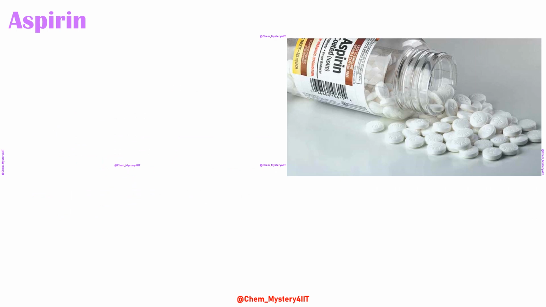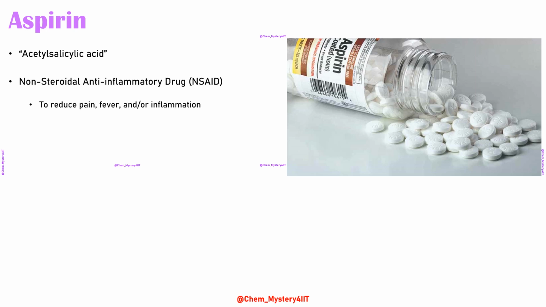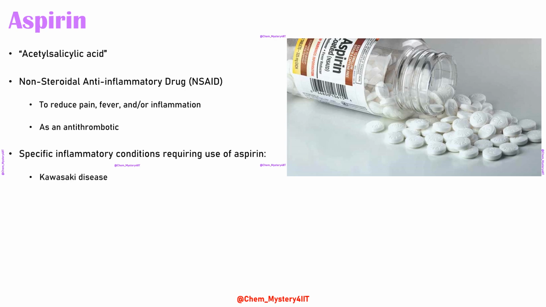Coming to the chemistry, we call this acetylsalicylic acid, and it has been used for reduction of pain and inflammation. This is also anti-thrombotic, which means it is known to prevent thrombosis, which is blood clot formation. There are certain conditions in which aspirin is particularly useful, which are Kawasaki disease and pericarditis. These are some situations, and also rheumatic fever.